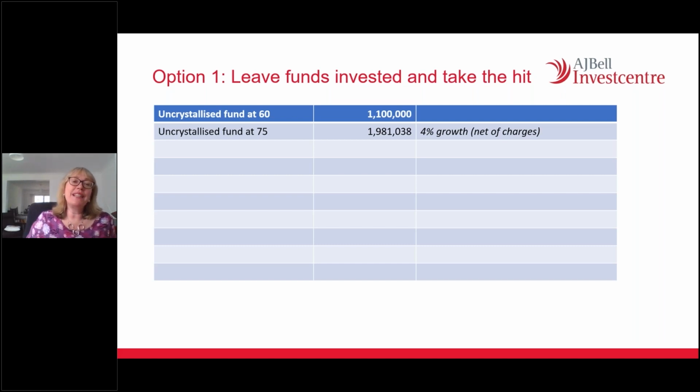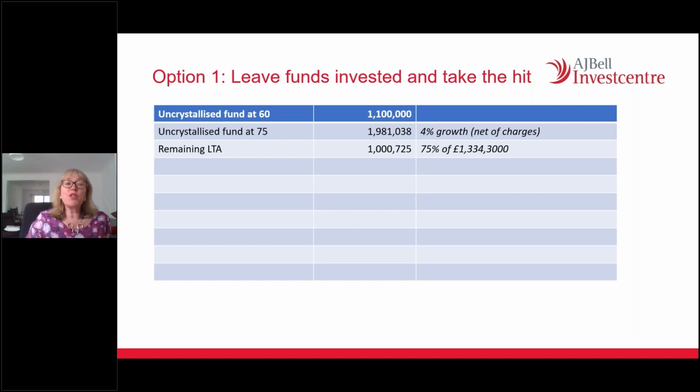Ben is going to leave his funds invested. So he's going to leave them uncrystallised up to age 75, and then he's going to look at the lifetime allowance then and do the calculations at that point. So he's not going to do anything with his uncrystallised fund. It was 1,100,000, if you remember. You roll it forward to age 75, it's worth 1,981,000. And again, I've just used 4% growth, and again, you might want to use something slightly different.